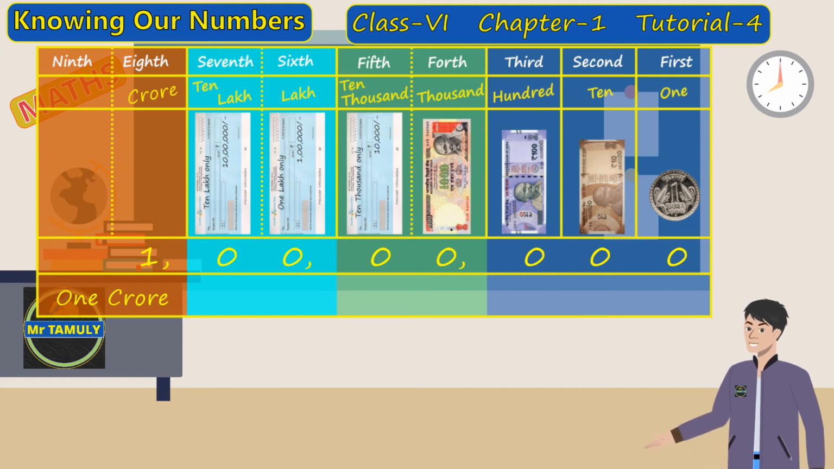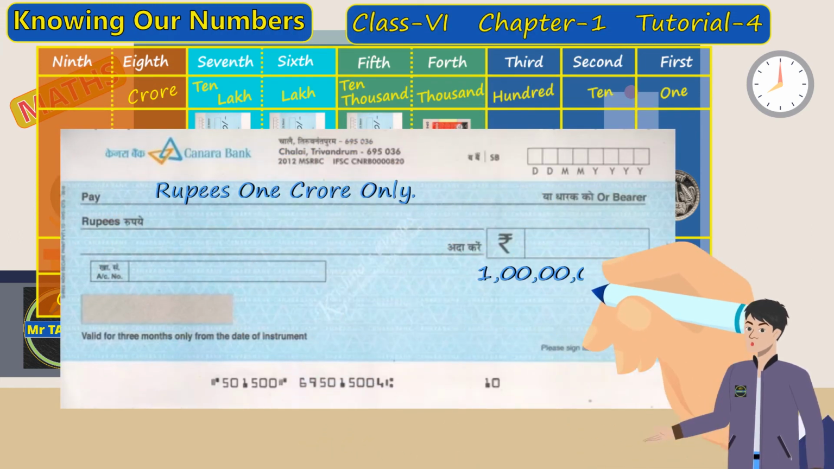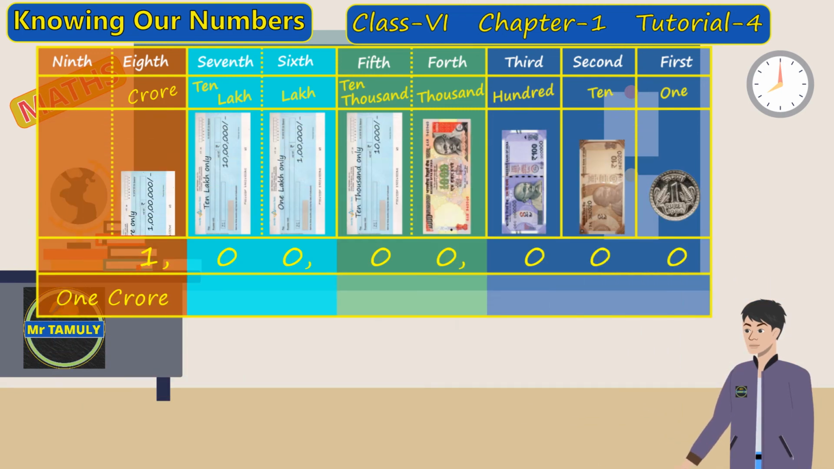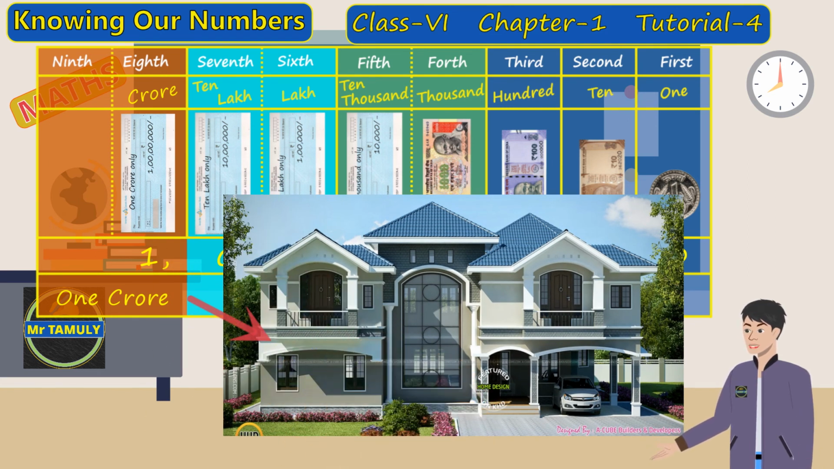A cheque of rupees 1 crore is what Mr. Amitabh Bachchan signs and presents to a contestant who is able to answer 15 questions correctly. With 1 crore rupees one would be able to build a spacious, fully furnished, luxurious 2-story bungalow. Let us now move to the 9th position.